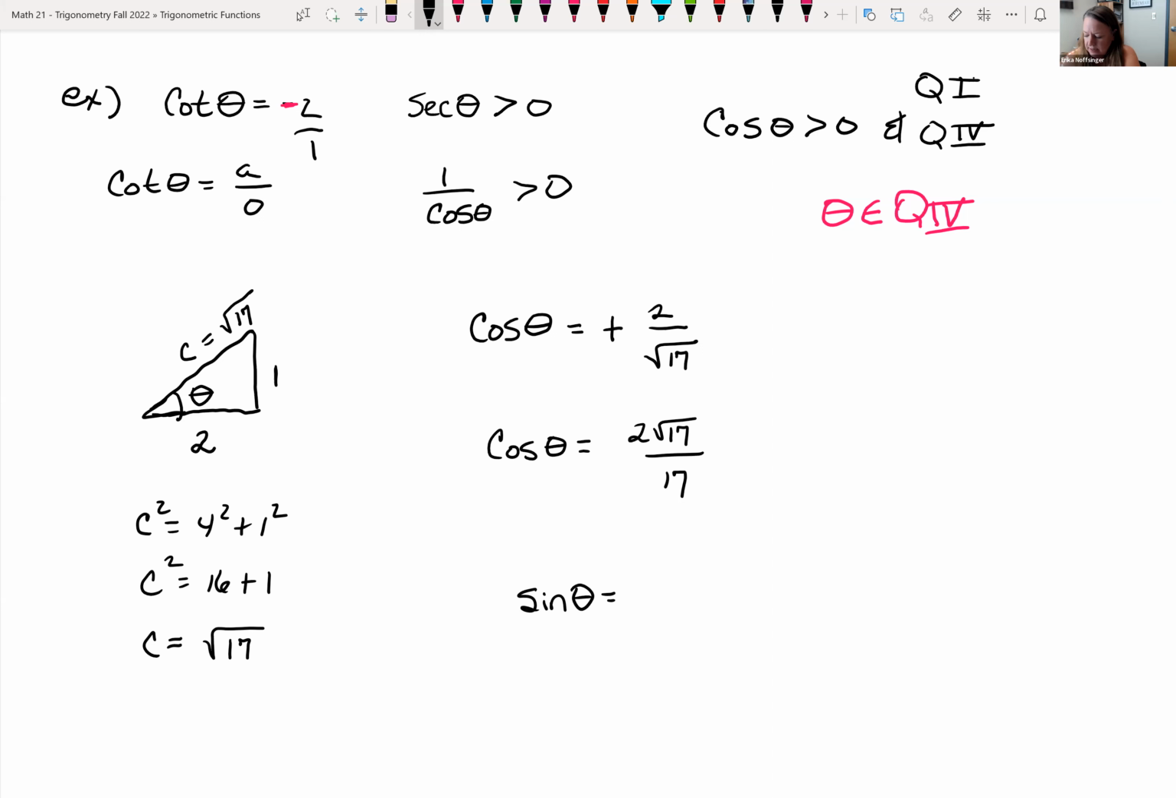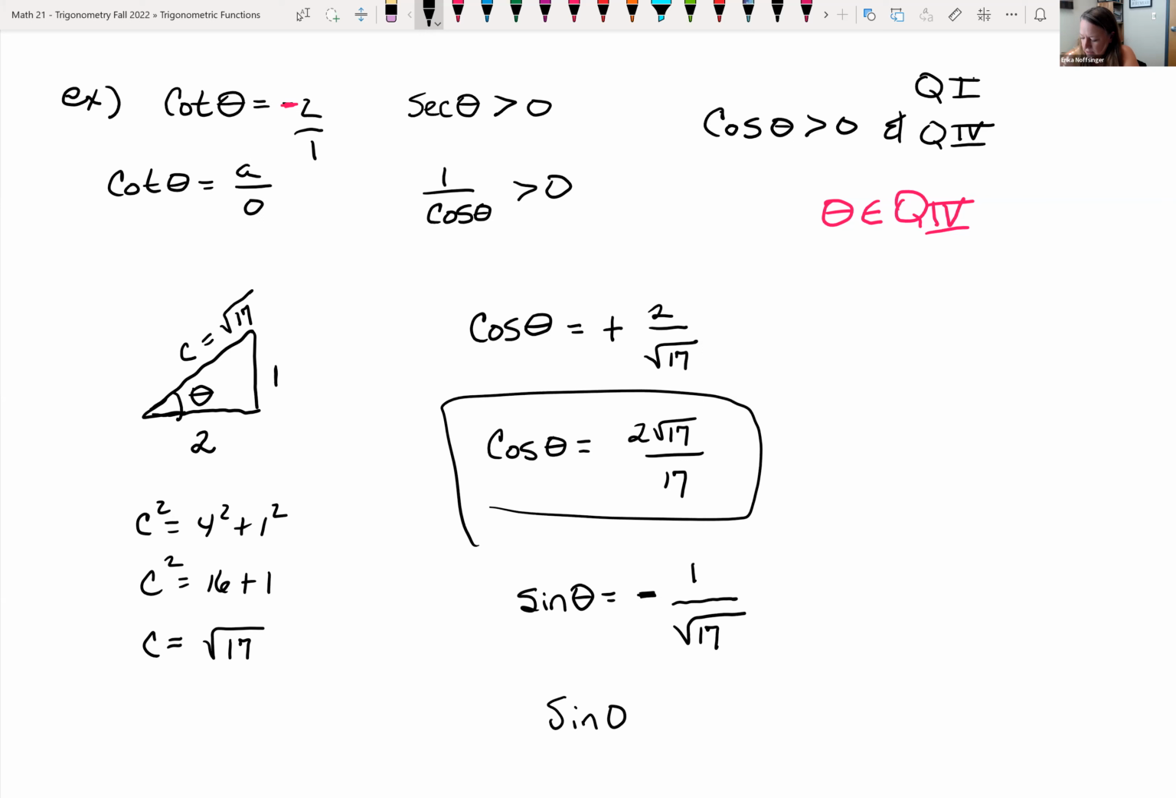Sine theta, it's negative in quadrant 4, and that's adjacent side. No, it's not. I keep saying that. It's opposite side all over hypotenuse, which is root 17. Rationalizing our denominator, we get sine theta is equal to negative root 17 all over 17.